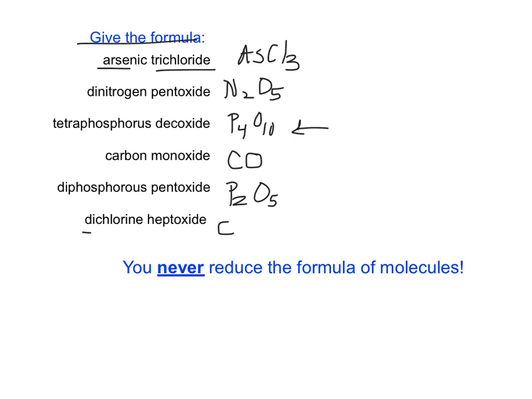And dichlorine indicates 2. Heptaoxide, once again we're using oxygen. Hepta is 7. And never reduce a covalent compound.